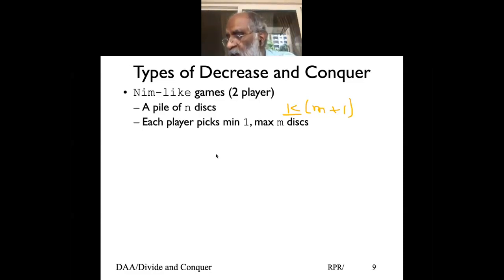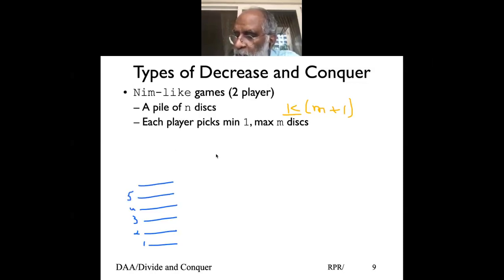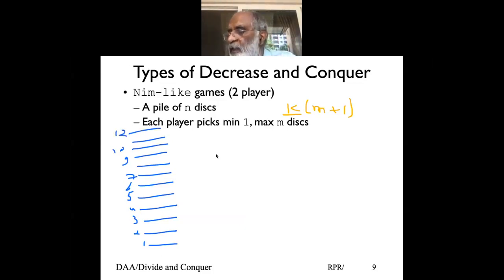So let me show how the game works. Let me draw 12 disks: 1, 2, 3, 4, 5, 6, 7, 8, 9, 10, 11, and 12. And let's say m is equal to 3. So I'm asking you to pick up a minimum of 1 or a maximum of 3 disks. Since m plus 1 is 4 and 12 is a multiple of 4, the person who plays first is going to lose.